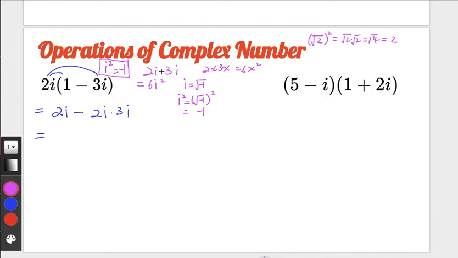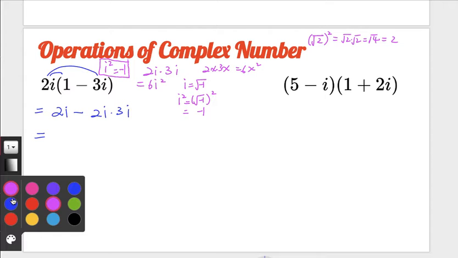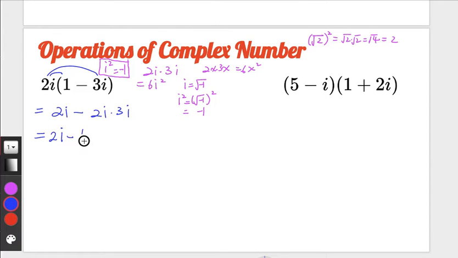So that means 2i times 3i is 6i squared. Let's write down here, 6i squared. And as I mentioned, i squared is -1. So it's 6 times -1, which is -6. So the answer is 2i plus 6. Some students might want to ask, can I write down 6 plus 2i? Doesn't matter, they are exactly the same.